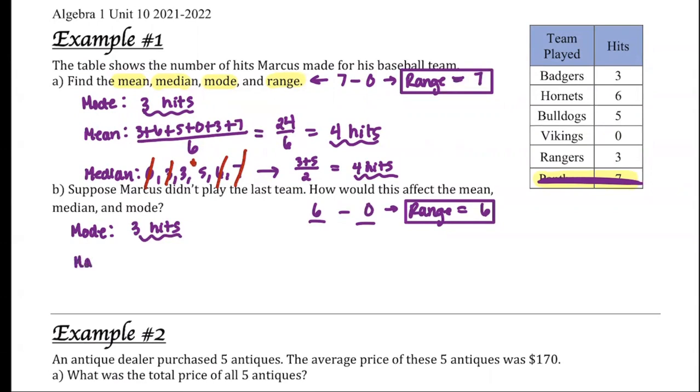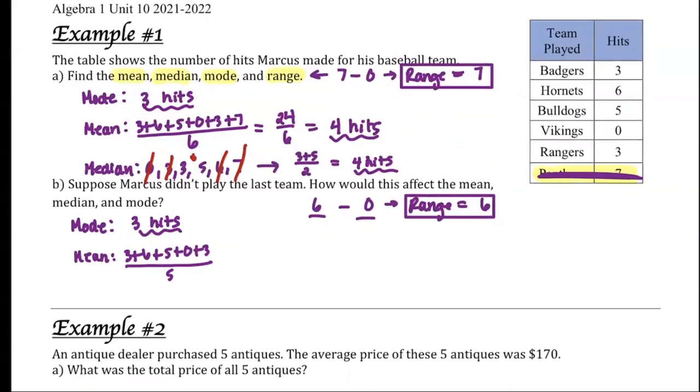If I'm going to calculate my mean, calculating the mean now has a couple different changes. That last game isn't actually there anymore. So we're still going to add up all of the other pieces here, but it also means that we don't have 6 games anymore. If I take that 6th game out, there's only 5 left. So if I add all those up and then divide by 5, that's going to leave me with a mean of about 3.4 hits.